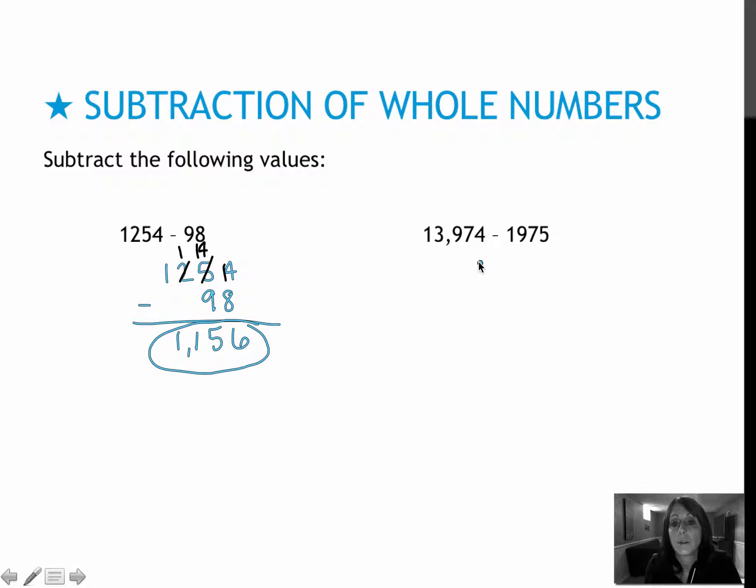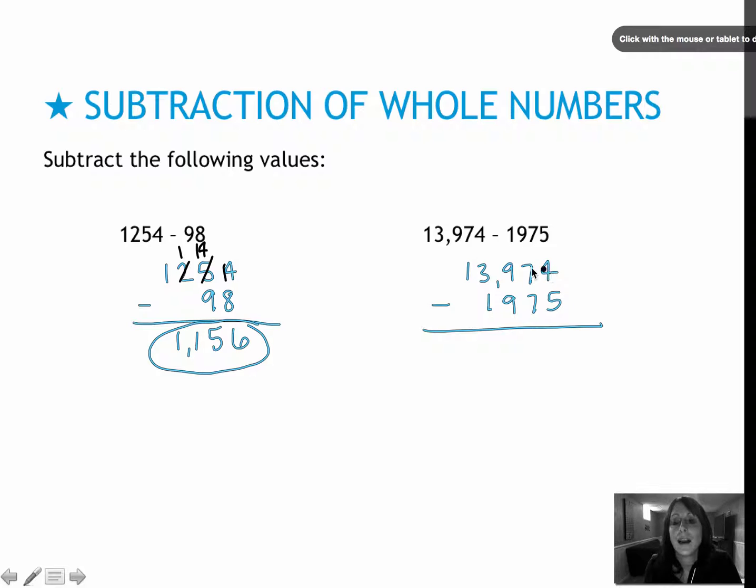For my second practice, I have 13,974 minus 1,975. I think I'm going to have to do a lot of borrowing on this question. I cannot take 5 away from 4, so I borrow from the 7. It turns into a 6, and I add the 1. So 14 minus 5 is 9.